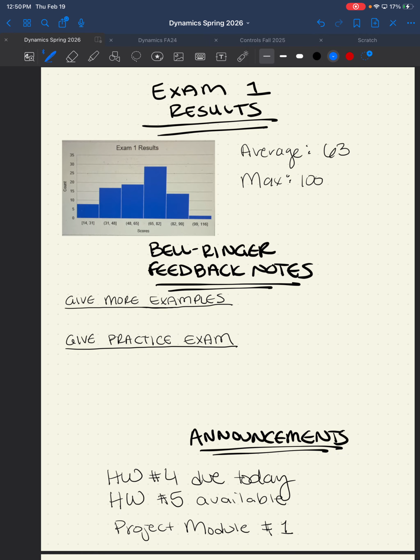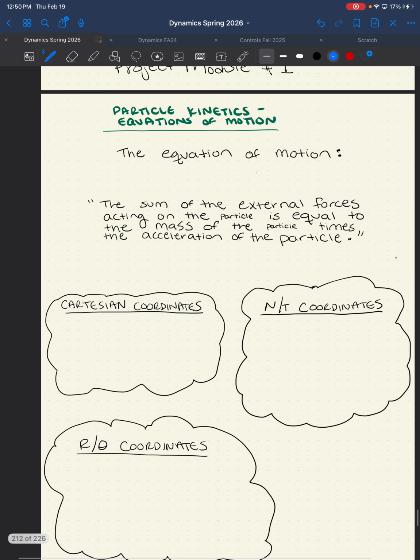Okay. All right, let's do some kinetics. We're going to go back to my favorite equation of all time, the equation of motion. The equation of motion says the sum of forces equals mass times acceleration. If you would like it in words, this equation says that the sum of the external forces acting on the particle, we're starting with particles, then we're going to move to rigid bodies, is equal to the mass of the particle times the acceleration of the particle.